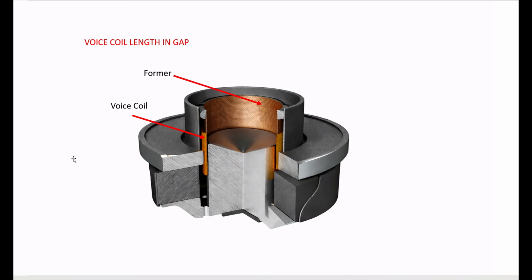The next part, which is related to the magnetic gap and flux density, is what we call the voice coil length in gap. The voice coil is this winding of coil wire around the former, and of course the more wire that you have in this magnetic gap, the stronger the electromagnetic force from the voice coil and the fixed magnet interaction will be, right? And the more wire you can have in this gap, the stronger the motor can push and pull the cone, right? So here's the voice coil, here's the gap. The more wire I can get in there, the more force I can generate, right?